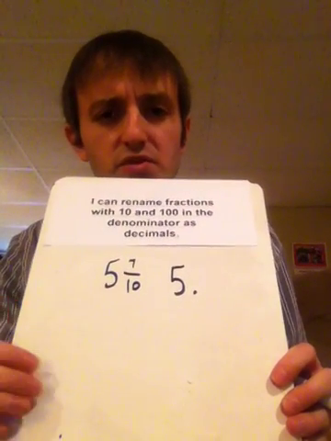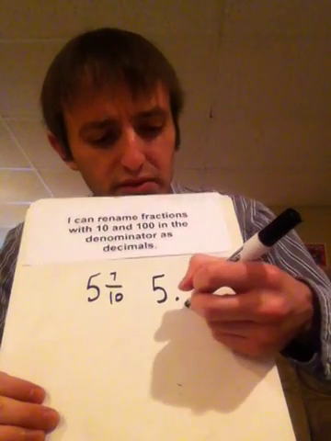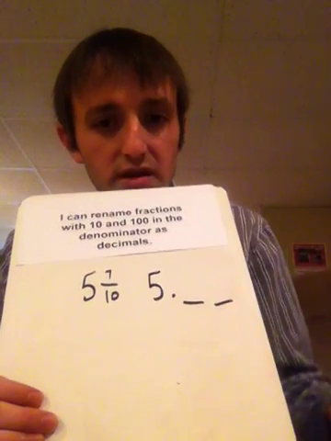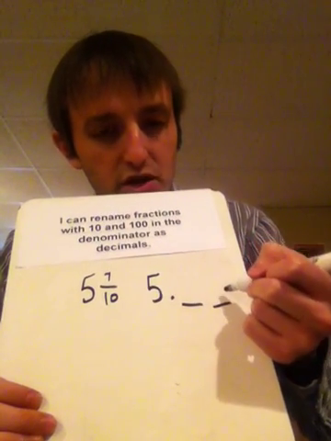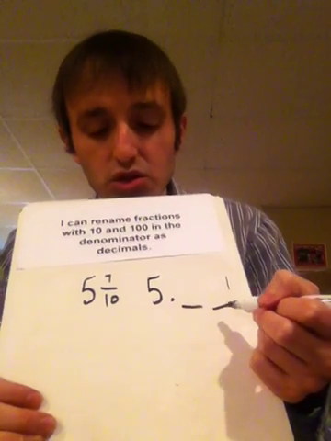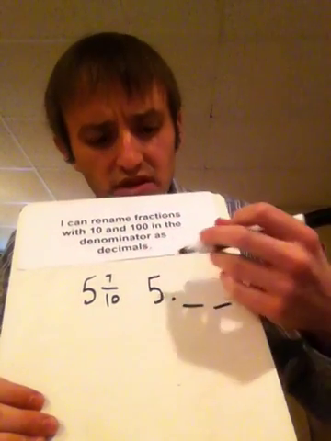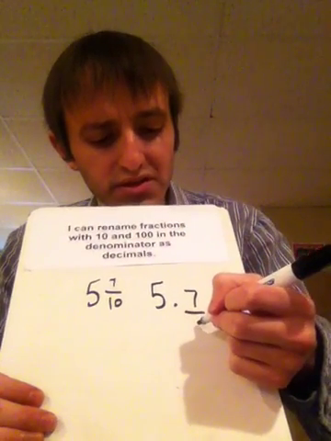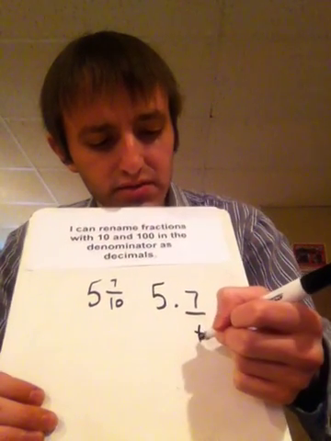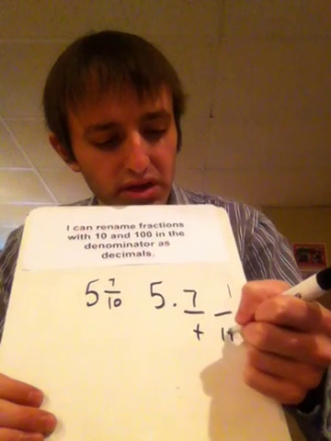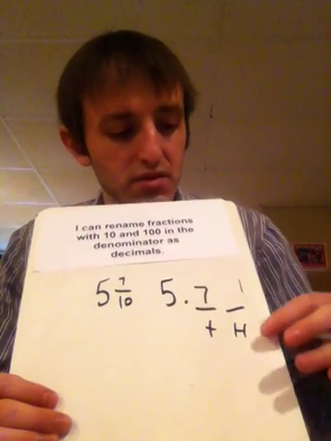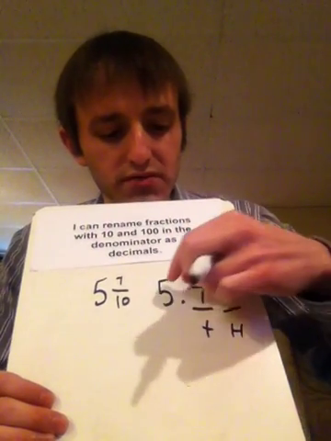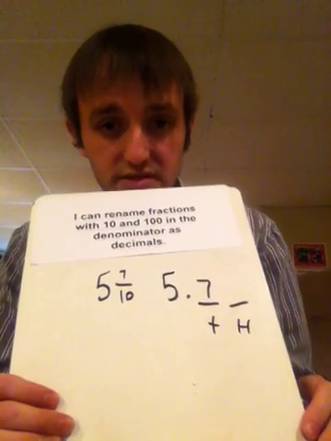Now, if you remember just from a few seconds ago, we had some place values. Okay? Our tenths place and our hundredths place. So since this is 7 tenths, all we're going to do is write the 7 in our tenths place. This is our tenths place right here. Tenths. Okay, and this is our hundredths place. So this is 5 and 7 tenths.